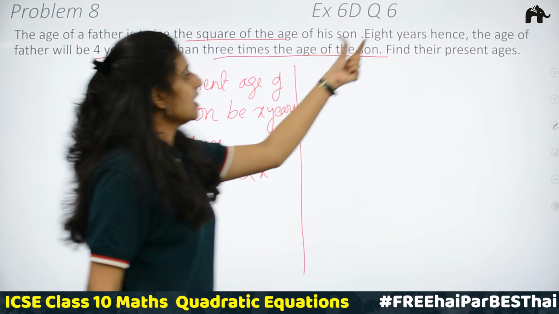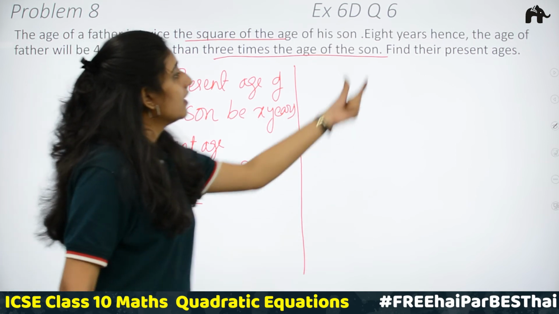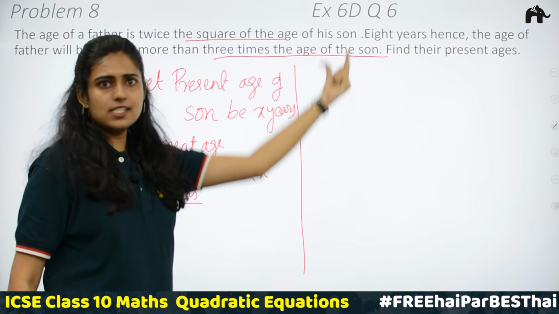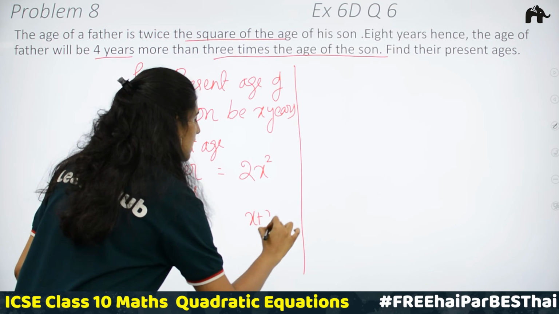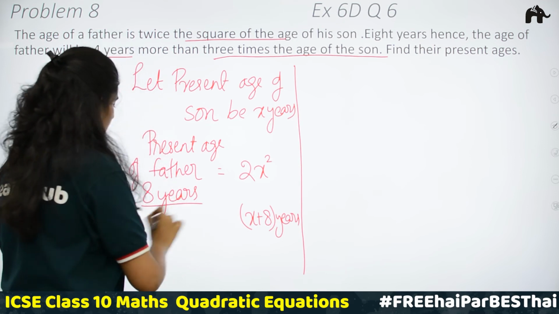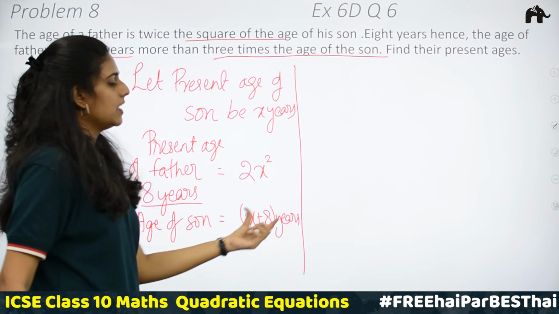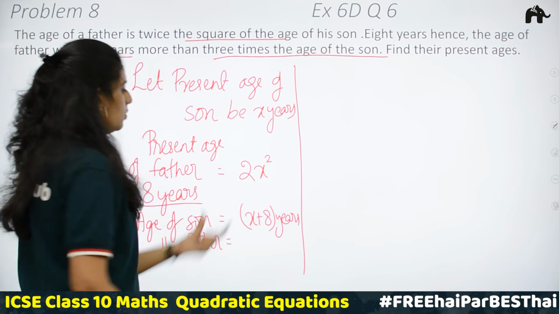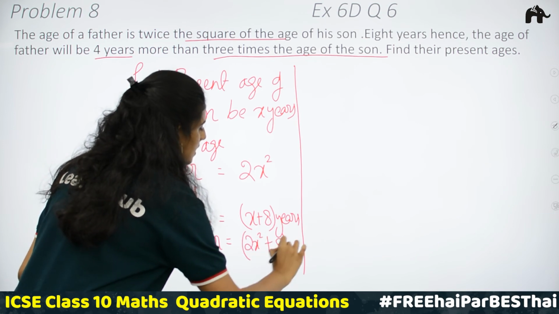Okay, 8 years hence, after 8 years, the age of father will be 4 years more than 3 times the age of the son. What is the age of son after 8 years? X plus 8 years, right? After 8 years means we are adding 8 to this. After 8 years, age of son will be equal to x plus 8 years. What about the age of father after 8 years? That will be equal to, present age of father is 2x square plus 8 years.